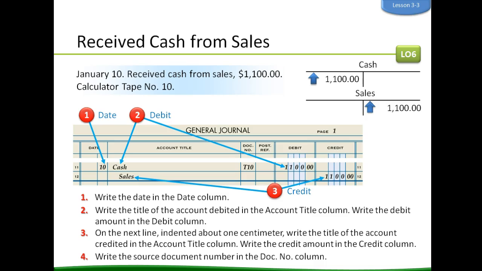Otherwise, you don't really have a good visual prompt to indicate one or the other. Again, you want to make sure that you're noting your source document, which would be our calculator tape 10. This is our source document right here. And just as a refresher, source documents are the items that we use to prove that the transactions took place. So source documents are really critical to the accounting process.